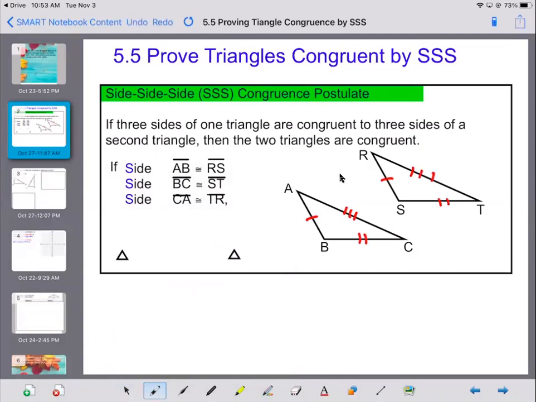Well, remember, we're going to go in order. So if I start with A, go to B, and then go to C, then I need to make sure I go in order with the other triangle as well. So starting with R, going down to S, and finishing at T. So the two triangles are congruent by the side, side, side congruence postulate. So we're basically just going to do this theorem or this postulate several times.